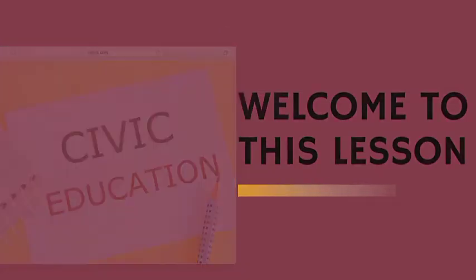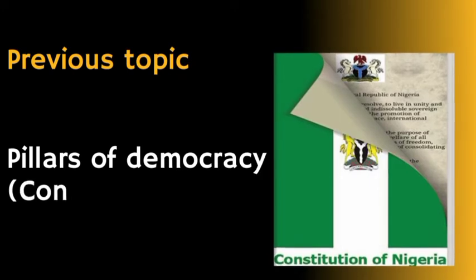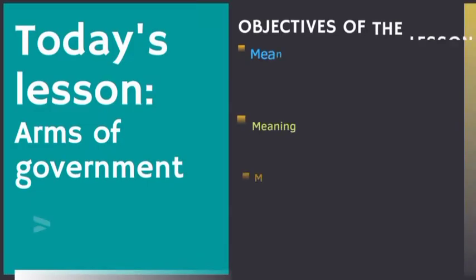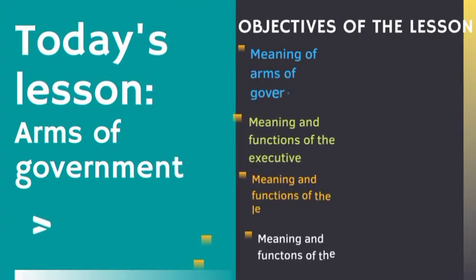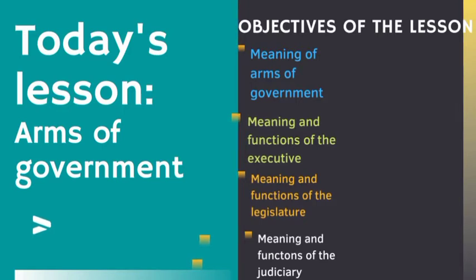In our last class, we discussed the pillars of democracy, that is, the constitution. Today's lesson is going to be on arms of government. You need to know the meaning of arms of government, the meaning and functions of the executive, the meaning and functions of the legislature, and the meaning and functions of the judiciary.